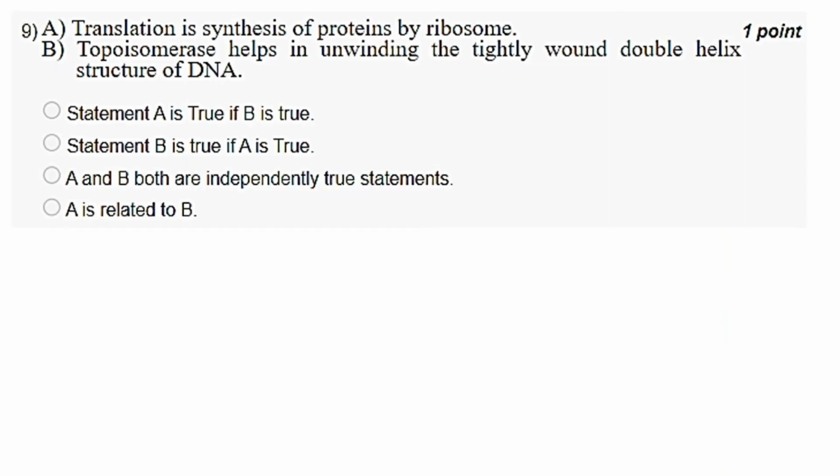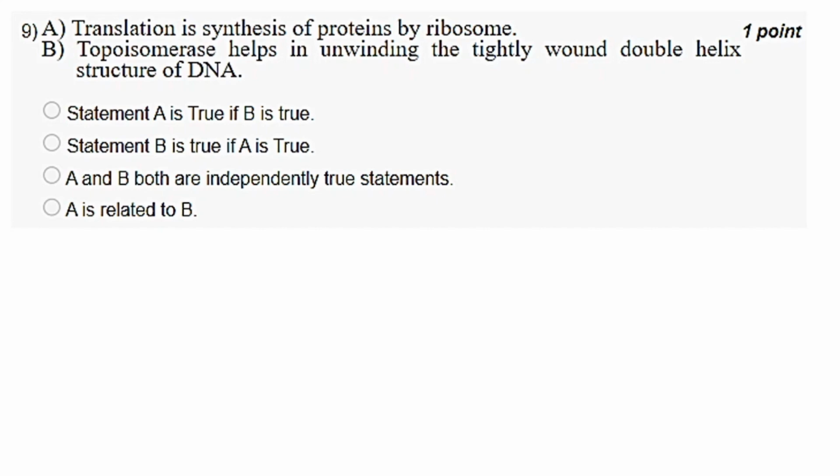The next question is: translation is synthesis of proteins by ribosome, and topoisomerase helps in unwinding the tightly wound double helix structure of DNA. These are two statements. Which statement do you think is true? Which one of the four options is correct? Anybody? A and B both are independently true statements. Okay. Anybody else?